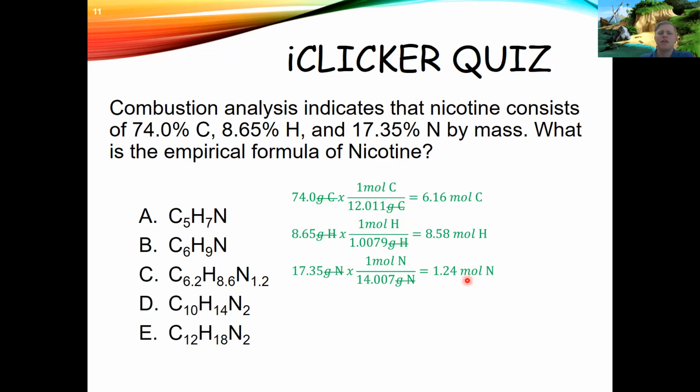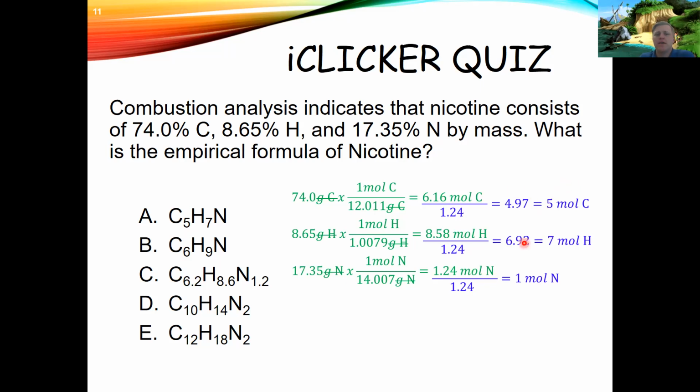Right? If we then divide all these by the smallest number of moles, which is 1.24 for nitrogen, we find that we don't really get whole numbers here. We get 4.97 and 6.92. But if they're really close to a whole number, like within plus or minus 0.01, or plus or minus 0.1, so all of these are within 0.1, we can generally assume that we can round that to a whole number.